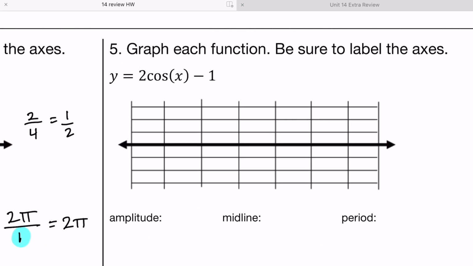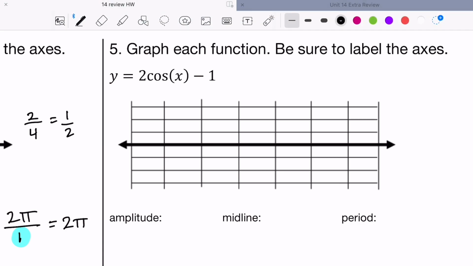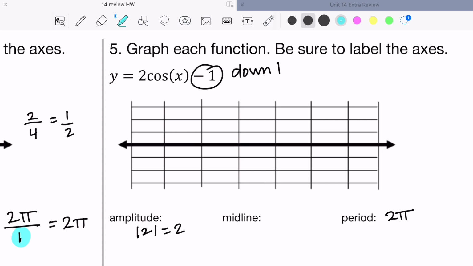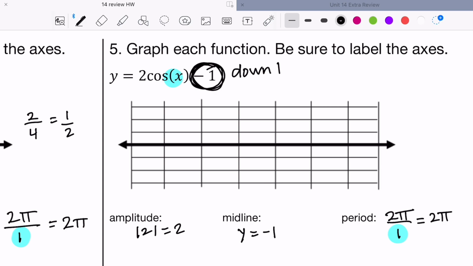So number 5 asks us to graph, but now we're going to have a shift in there. So we have our amplitude. And then this, I'm going to remind myself to go down 1. The period is still 2 pi, and because this is cosine, it is going to include 2 pi instead of tangent, which is just pi. And that's 2 pi divided by 1, which is just 2 pi. This shift will always be your midline, so it's y equals -1. You can also graph it and see that beforehand.